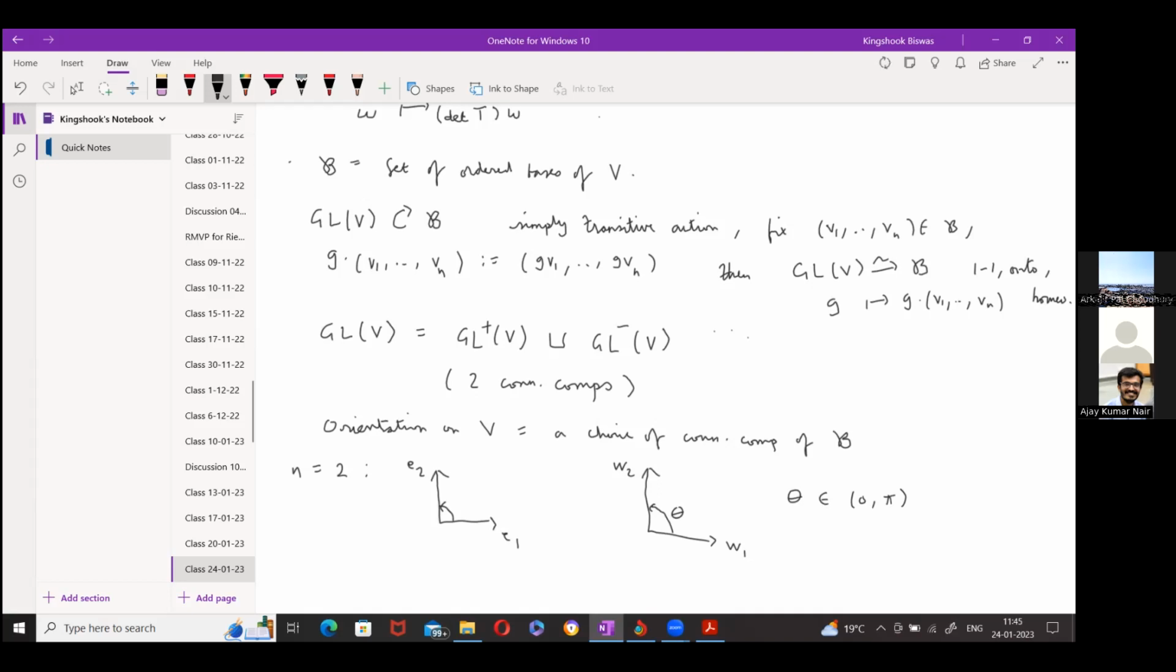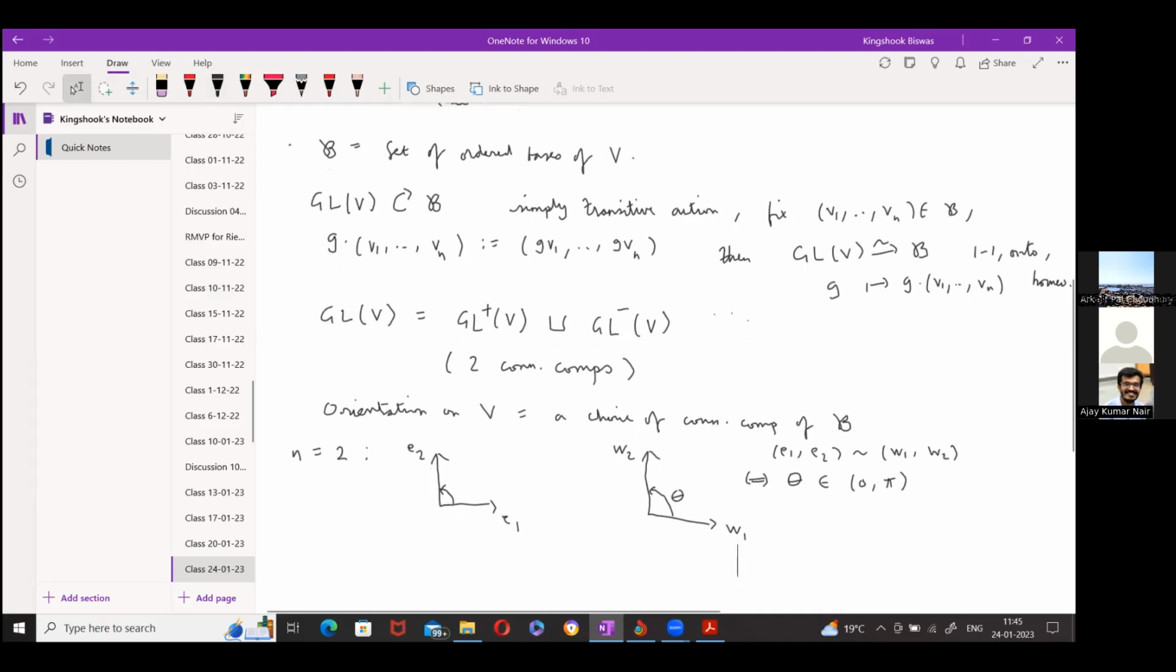Okay. So E1, E2 is equivalent to W1, W2 if and only if theta belongs to (0, pi), right?